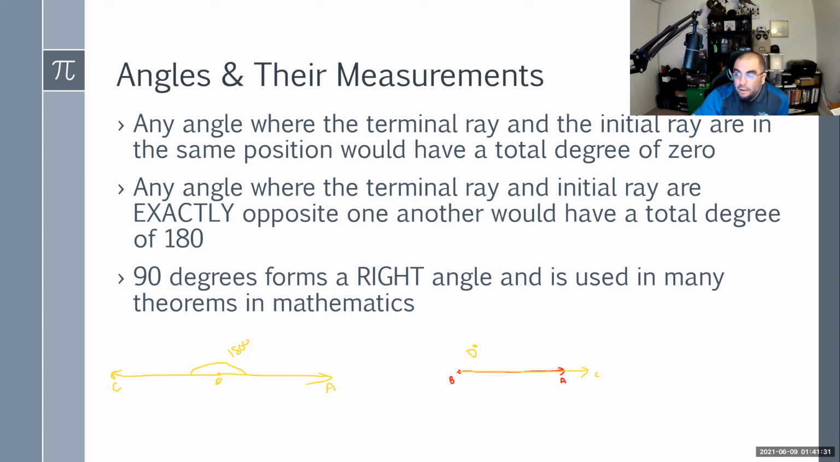A 90 degree angle is one that forms a right angle or comes into right degree. So here we have an angle that kind of looks like this. Right? That would be a right angle where it forms 90 degrees. Most of the geometric shapes that you think about, like a square or a rectangle, have right angles in them. They can also be used in many theorems in mathematics, right?